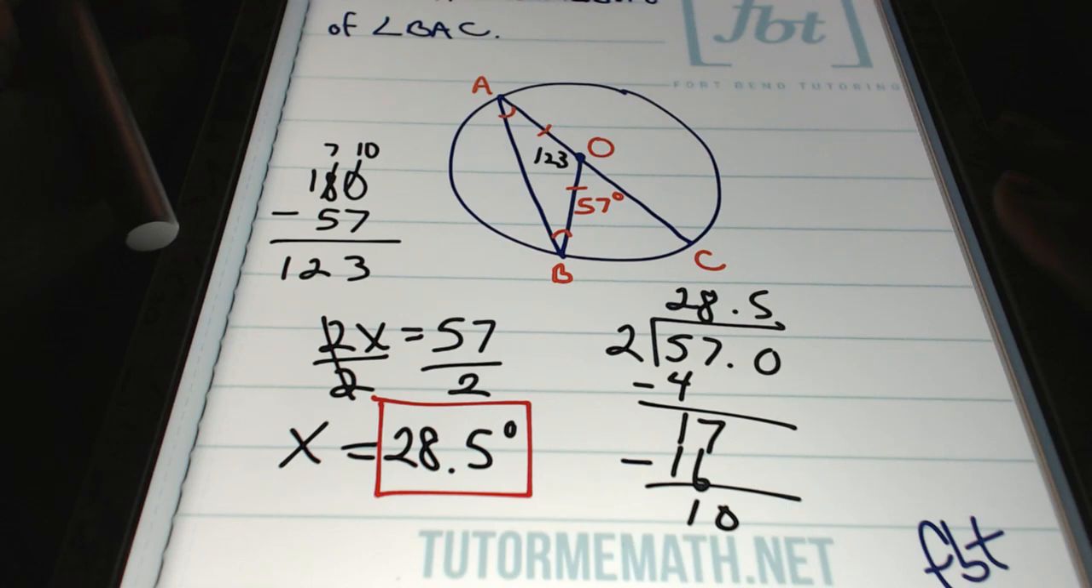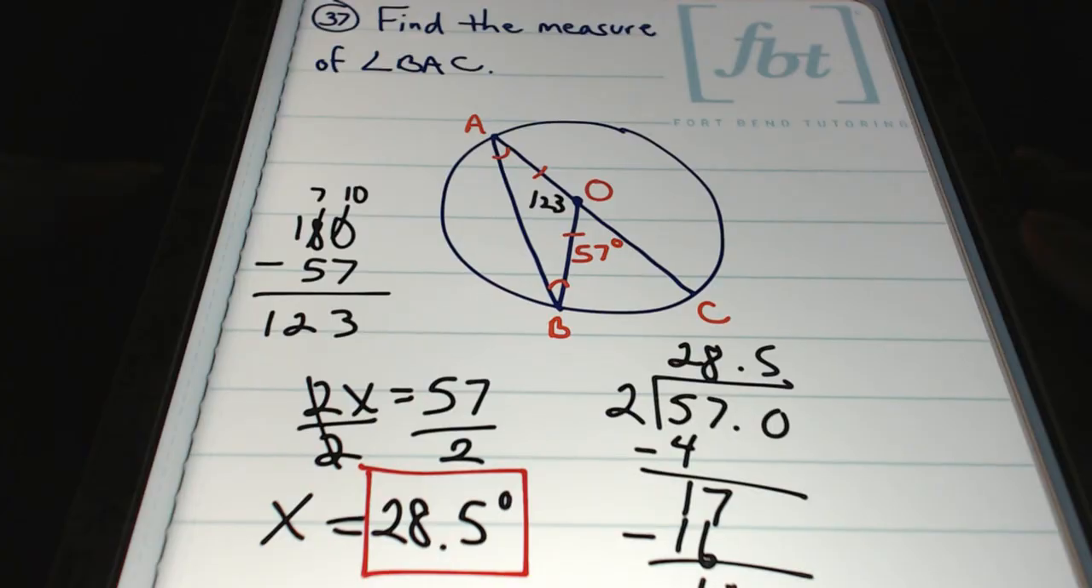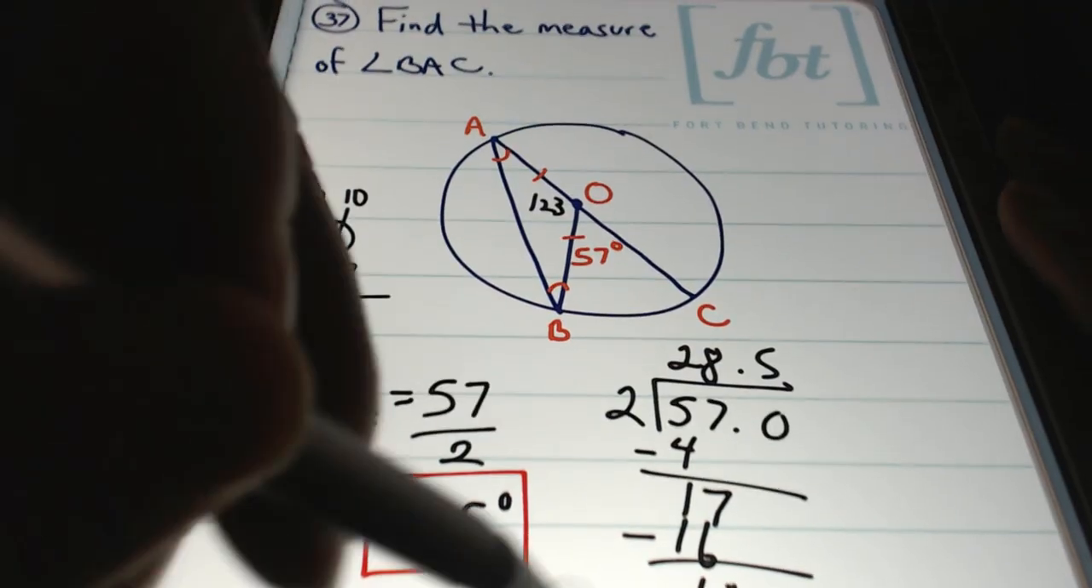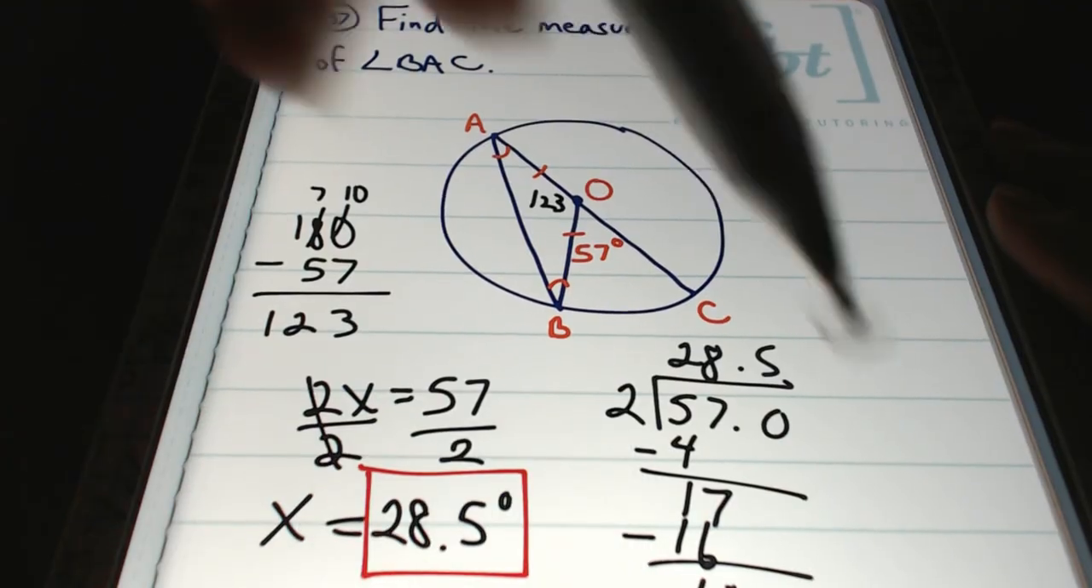All right, good job, Tony and Noah. 28 and 5/10 degrees is the answer. Good job. Great job. And that's what we have for problem number 37, guys. That was another great problem. Once again, I am patting myself on the back for bringing you guys some great problems to work on today.